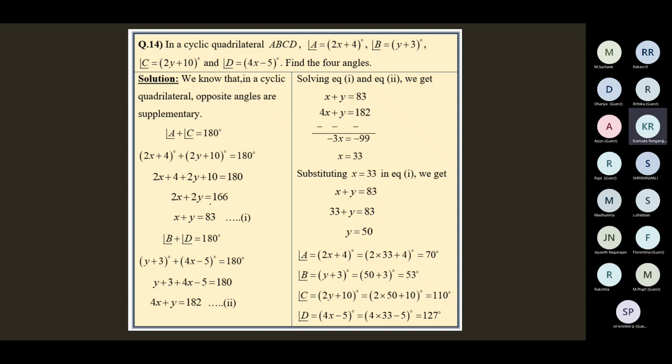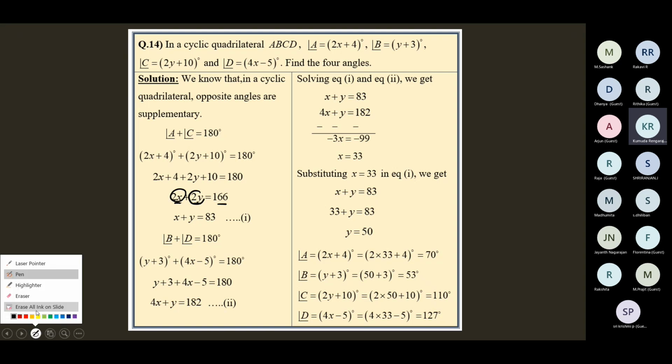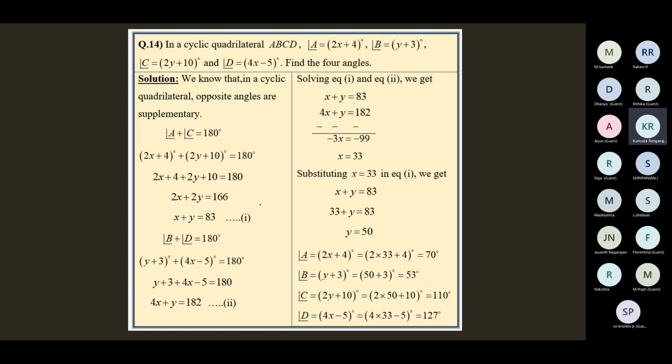So children, see here. When you get 2x plus 2y is equal to 166, you see that every term is divisible by 2. So you can simplify this equation further by dividing the equation by 2 throughout. So divide by 2, and you will get x plus y is equal to 83. You should always simplify equations.